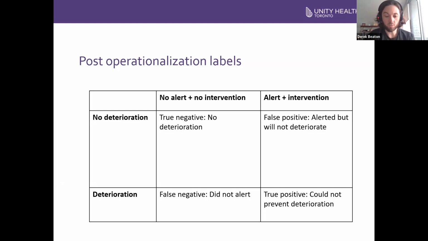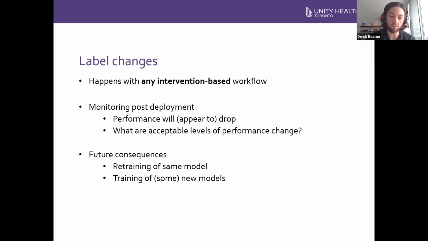But as CHARTWatch has shown us, there's actually a secret hidden category. If there is, in fact, an alert and an intervention where deterioration is potentially prevented, this would have been a true positive, but in the future, or when you're monitoring for performance, it looks like it's not because you have, in fact, prevented a deterioration from happening. And this does have consequences in a couple of ways for how to think about what you're doing and how you're monitoring some of these things.